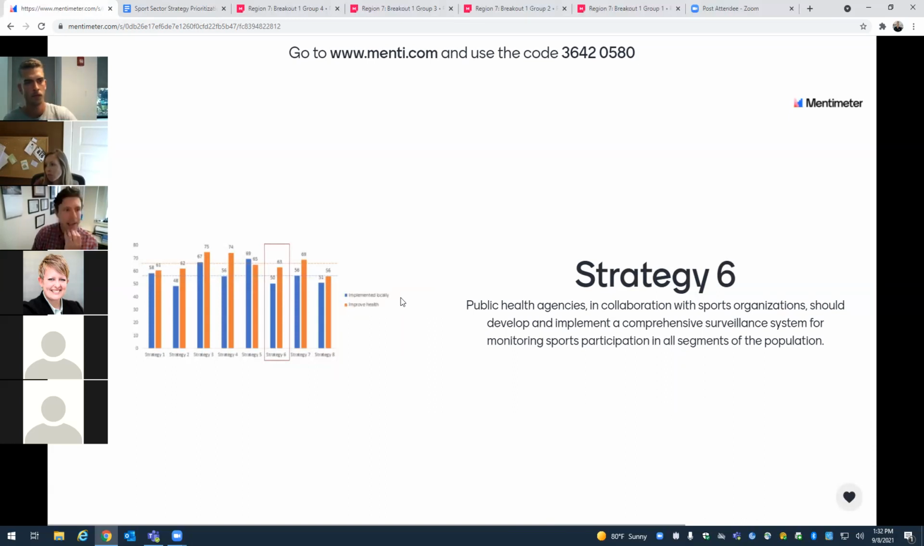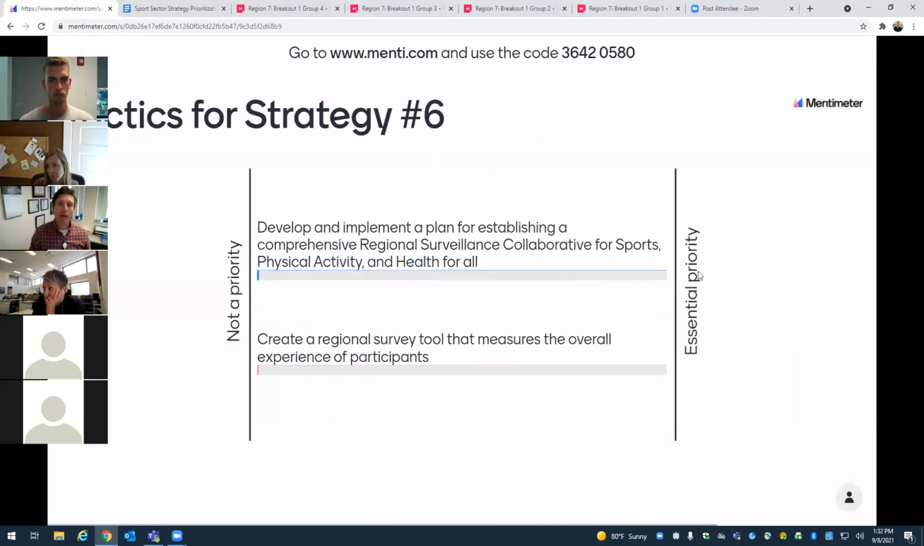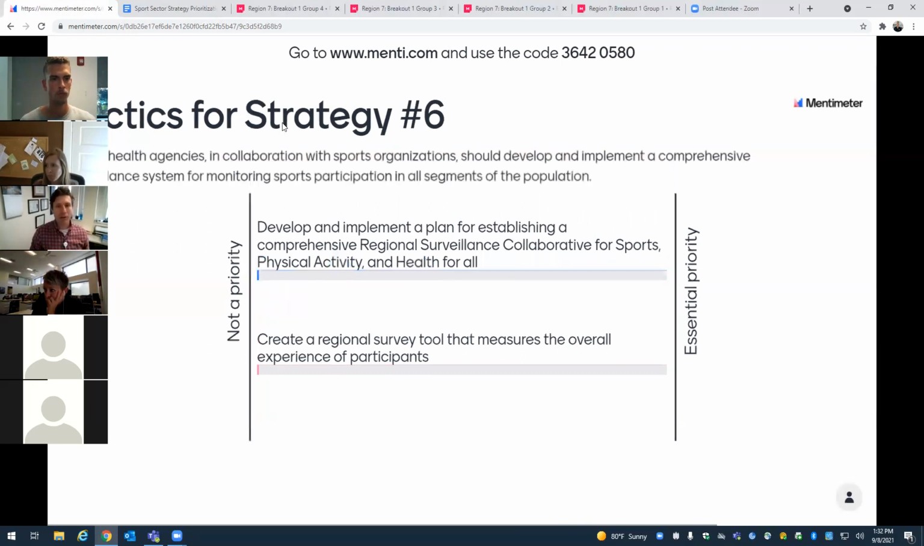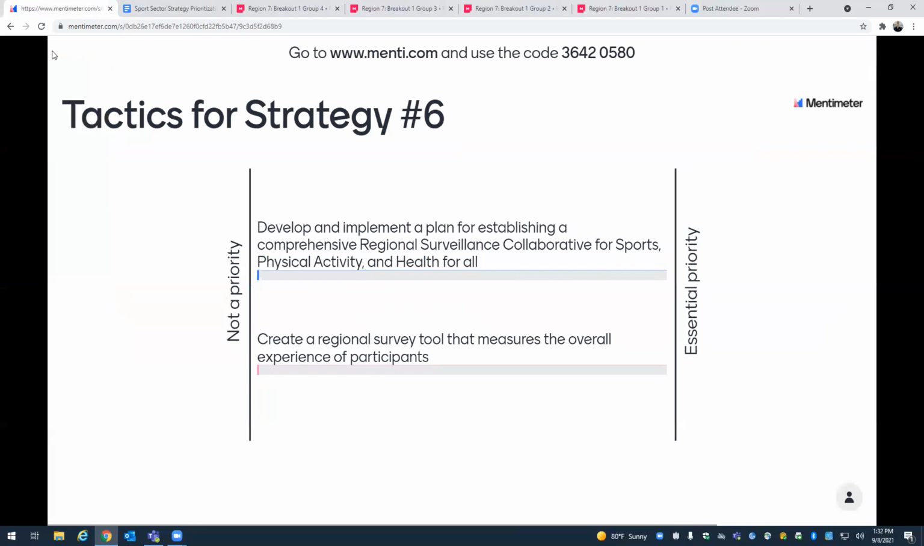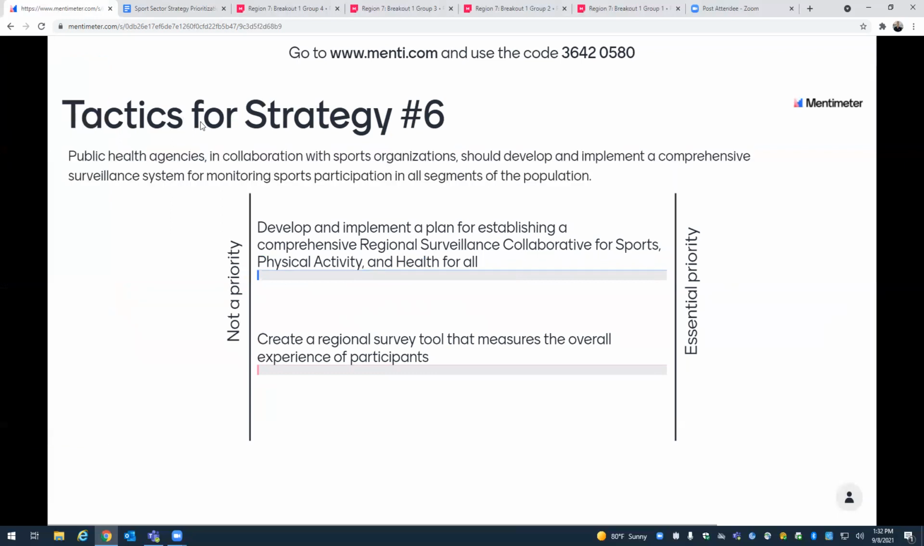Okay, so strategy 6, if you recall from the rankings for improving health and implemented locally, was not rated as high as some of the others. This is: public health agencies in collaboration with sports organizations should develop and implement a comprehensive surveillance system for monitoring sports participation in all segments of the population. I would clarify that I don't think it necessarily has to be public health organizations doing this surveillance. That's traditionally where it's done, but it can be done in other places. So there are 2 tactics for strategy 6.